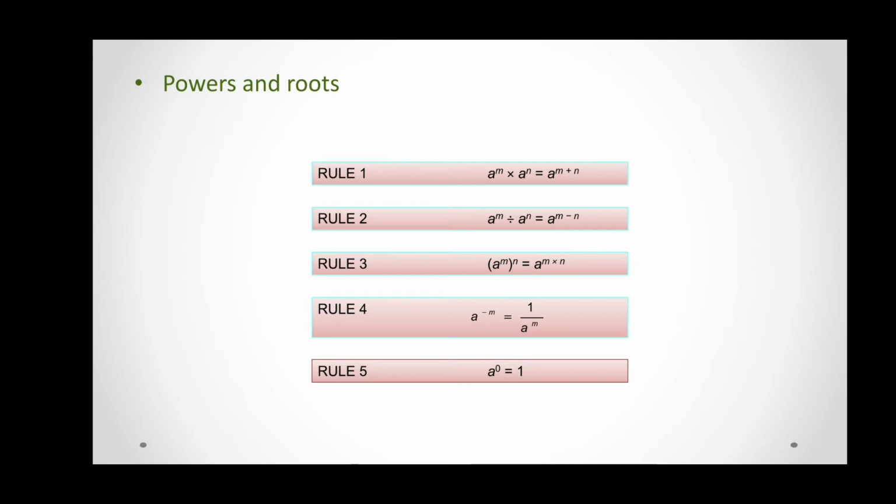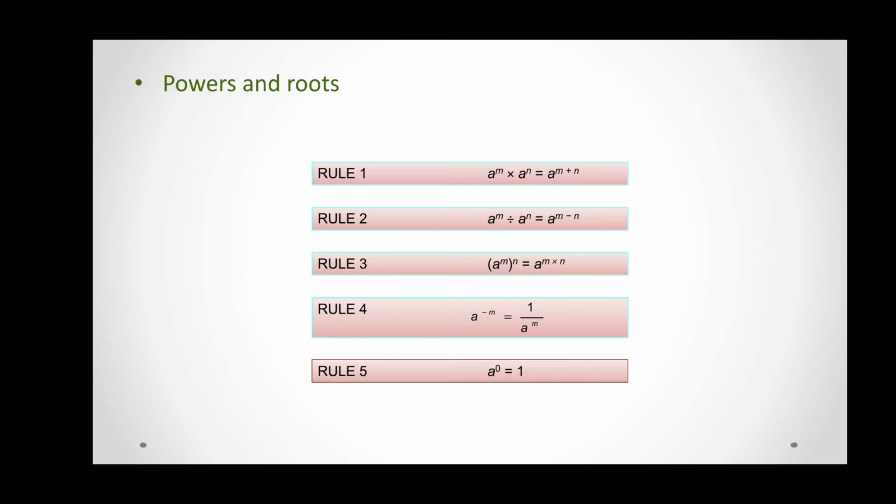First, powers and roots. In powers and roots, we have 5 main common rules. That is a to the power m multiplied by a to the power n should be equal to a to the power m plus n. If the base is equal, we can add the powers. Similarly, when you divide, if the base is the same, you can subtract the powers. a to the power m divided by a to the power n is equal to a to the power m minus n.